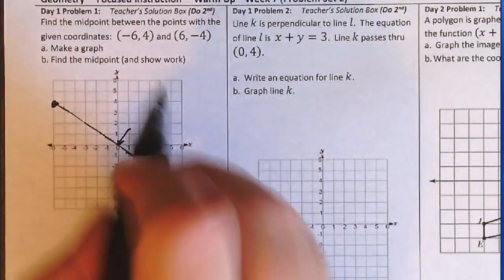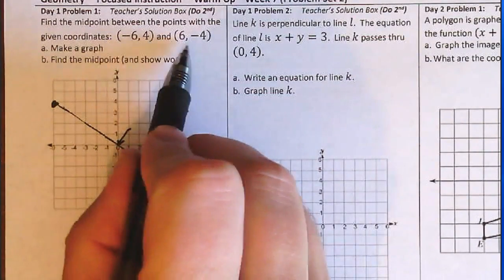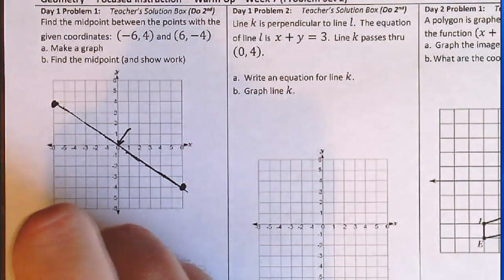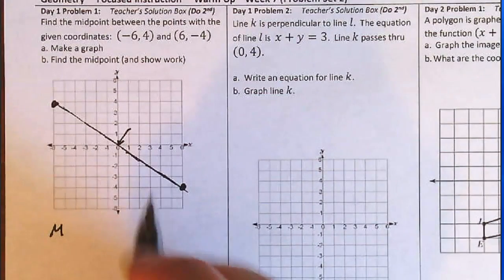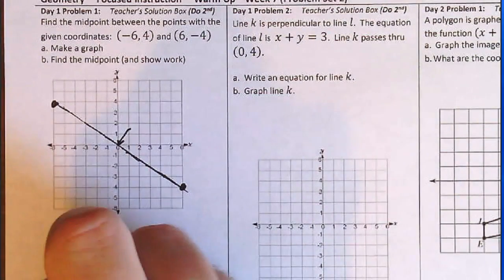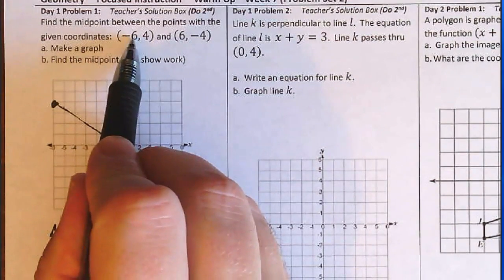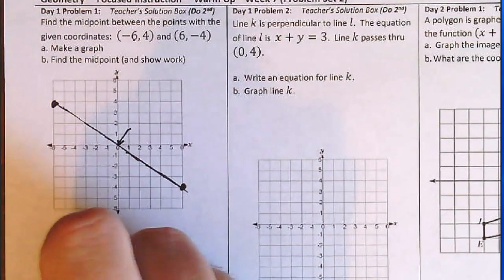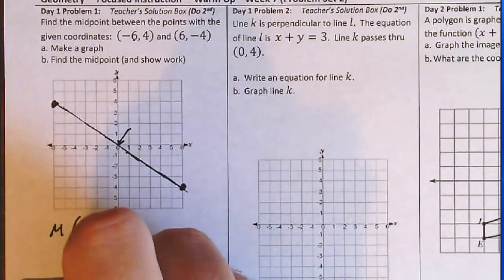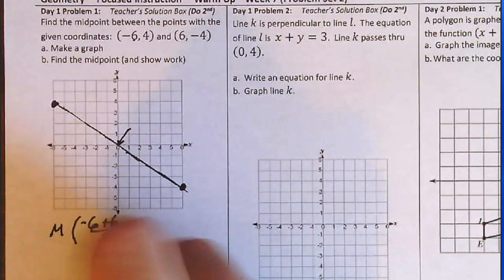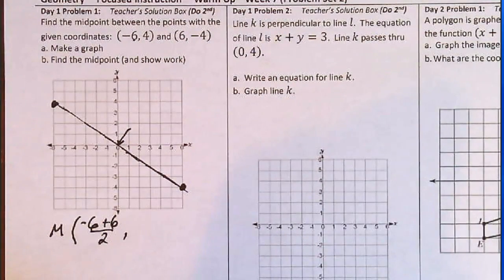To find the midpoint, we need to average the x-coordinates and the y-coordinates. So let's say that we chose the letter M to represent the midpoint. Then we want to average the x-coordinates. The average of -6 and 6 can be found by going -6 plus 6 and dividing by 2. That's going to turn out to be 0.